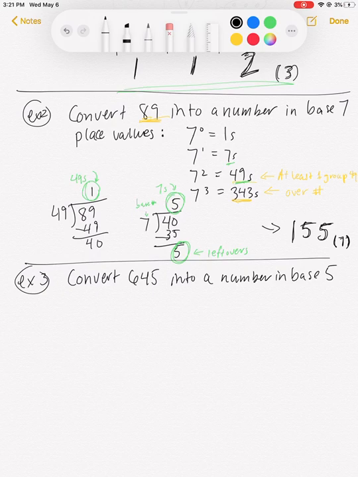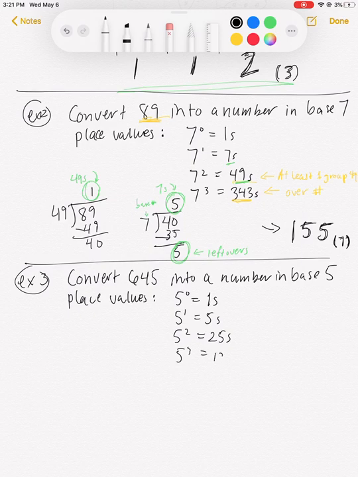So let's think of the places. Our first place value is 5 to the 0, equal to the 1's place. 5 to the first is equal to the 5's place. 5 squared is equal to the 25's place. 5 to the third is equal to the 125's place. Okay, so I've got to get to 645. So 5 to the fourth is equal to the 625's place.